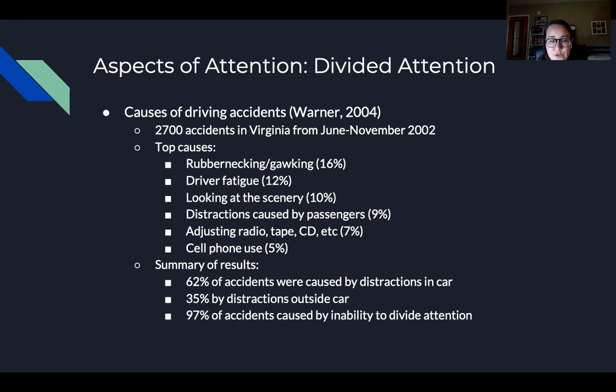And on average, Warner found that 62% of the accidents were caused by distractions that happened inside of the vehicle. And 35% were caused by distractions that occurred outside the vehicle. And so overall, the majority of the accidents were caused by our inability to divide our attention efficiently and effectively enough in order to keep ourselves safe while driving.